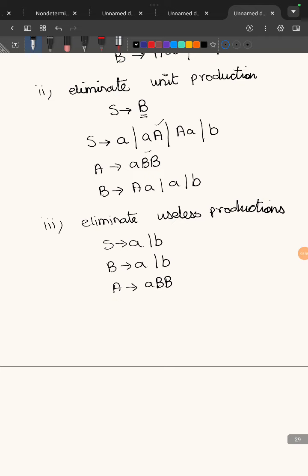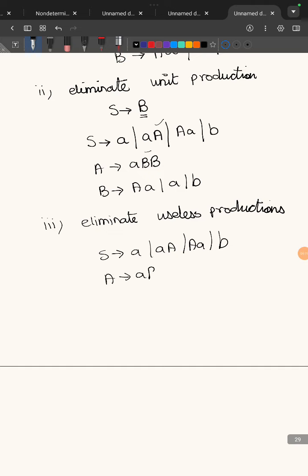So here all the variables are generating only. So there is nothing to eliminate. As everyone is generating and everyone is reachable, you need not remove anything. So the grammar remains the same even after this step. So what is the grammar? S derives aA or a or B. A derives aBB. B derives A or a or b.